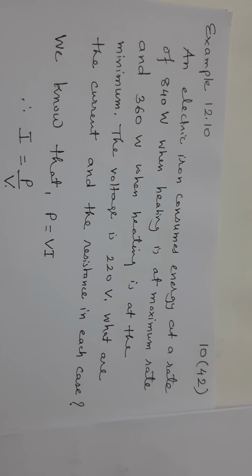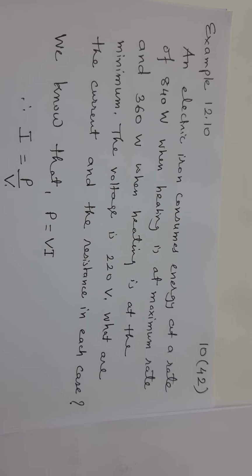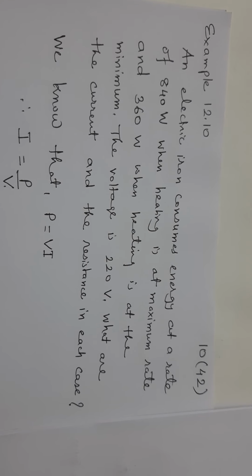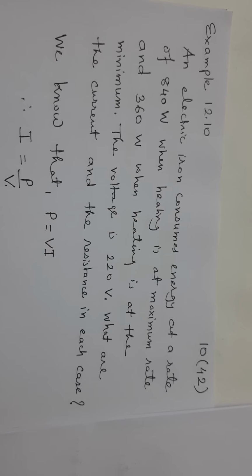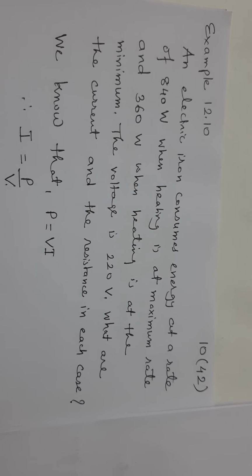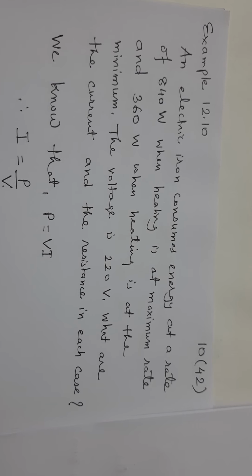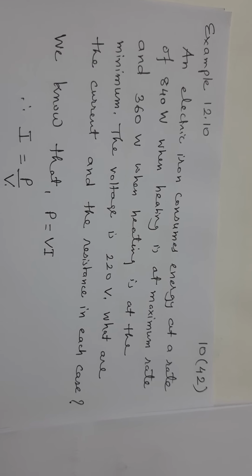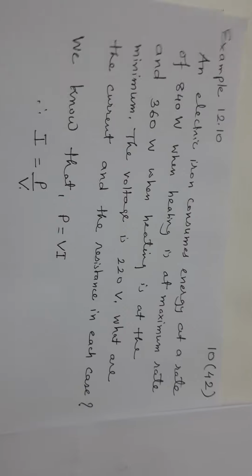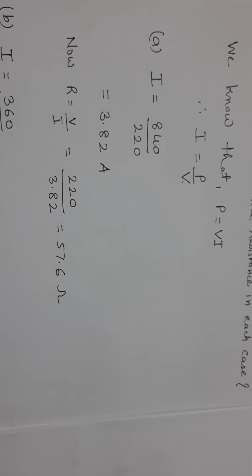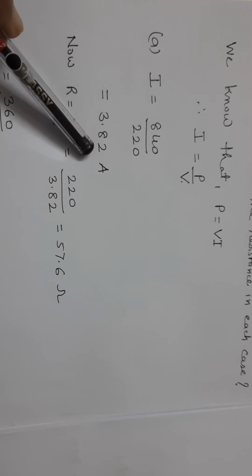So we have been given the wattage, and we have been given the source, that is how much the voltage is. We know that P is equal to VI, so I can be calculated by P upon V. Now P is power, and watt is the unit. So we have I is equal to 840 upon 220. If we simplify, it comes to 3.82 ampere.